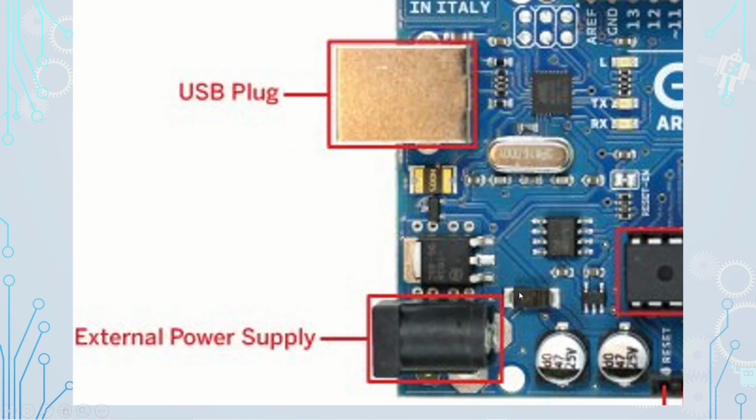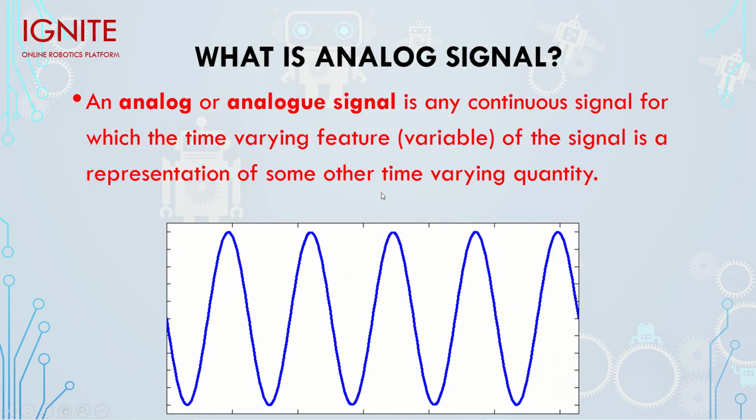Then this is the external power supply. Here we apply the external power supply, in the sense that if we are not using Vin and we want to power up this Arduino, then we can use this jack to power it up. In the same way, the USB plug is what we use to upload the program. You connect one end of the USB to the computer or laptop and the other end to this USB plug. That way we can upload the program.